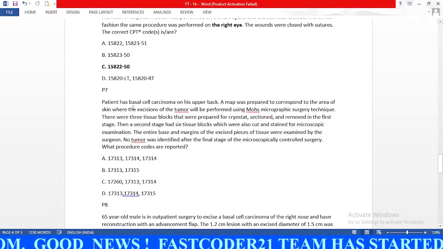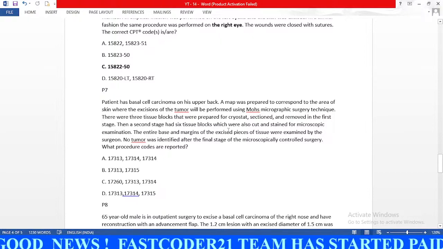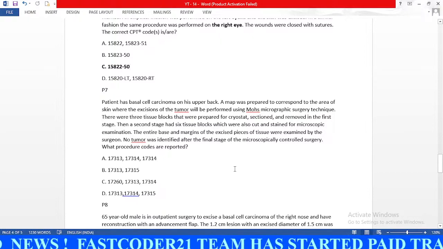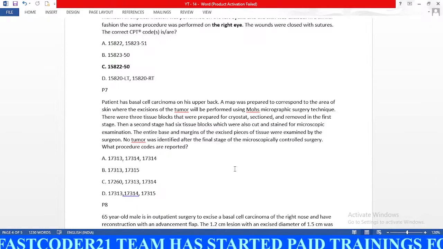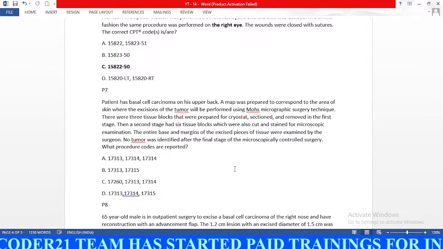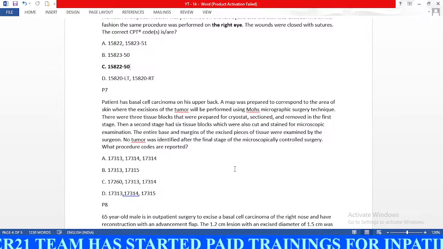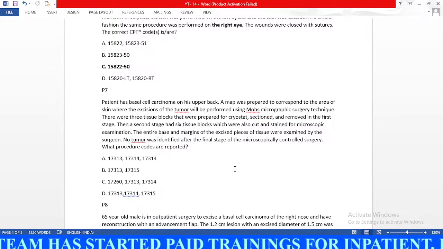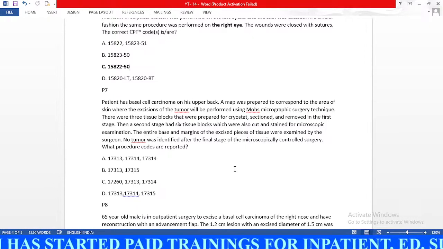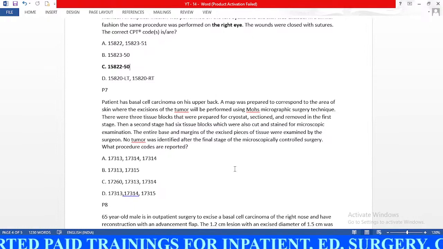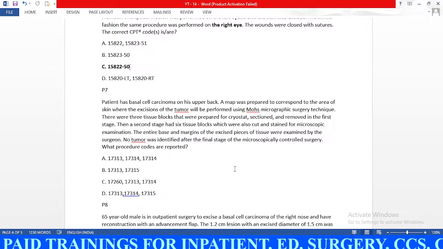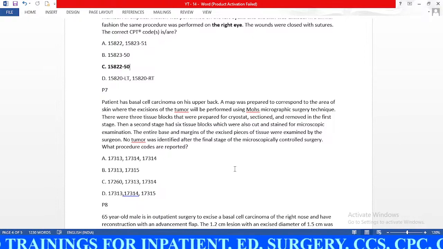The patient has basal cell carcinoma on his upper back. A map was prepared to correspond to the area of skin where the excisions of the tumor will be performed using Mohs micrographic surgery technique. There were 3 tissue blocks prepared for cryostat, sectioned and removed in the first stage. Then a second stage had 6 tissue blocks which were also cut and stained for microscopic examination.